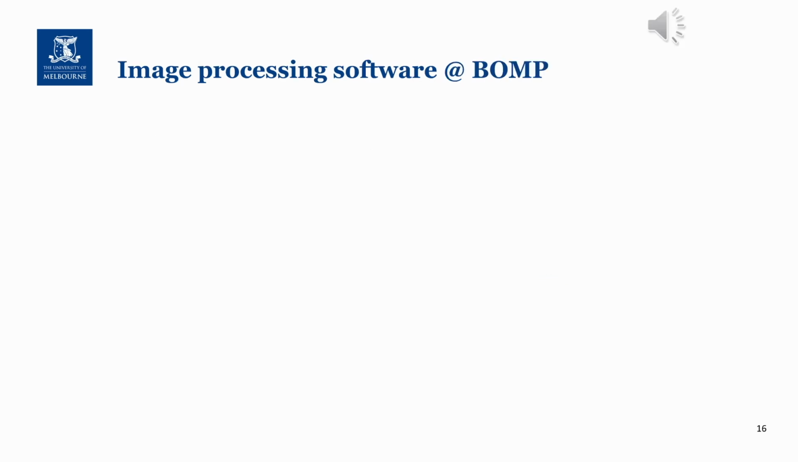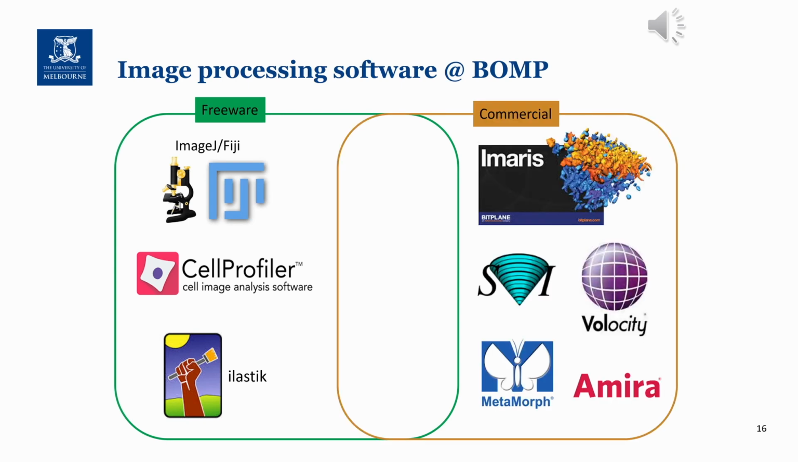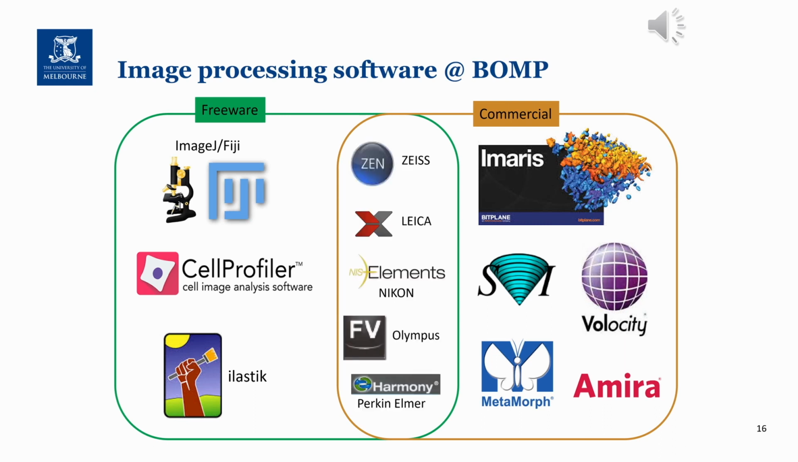In the BOMP platform, we provide support for a number of free software packages such as ImageJ Fiji, Cell Profiler, and Elastic. However, we also have licensed software packages dedicated to bioimage analysis such as Imaris, Huygens by SVI, Velocity, Metamorph, and Amira. We also support commercial software that is mainly designed for acquisition, but also provides some image analysis functions such as Zeiss, Leica, Nikon, Olympus, and the Harmony from PerkinElmer.